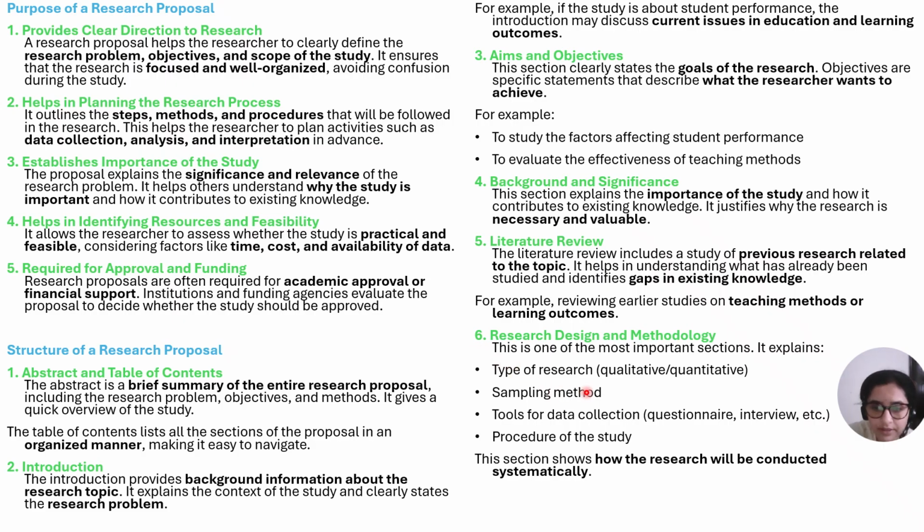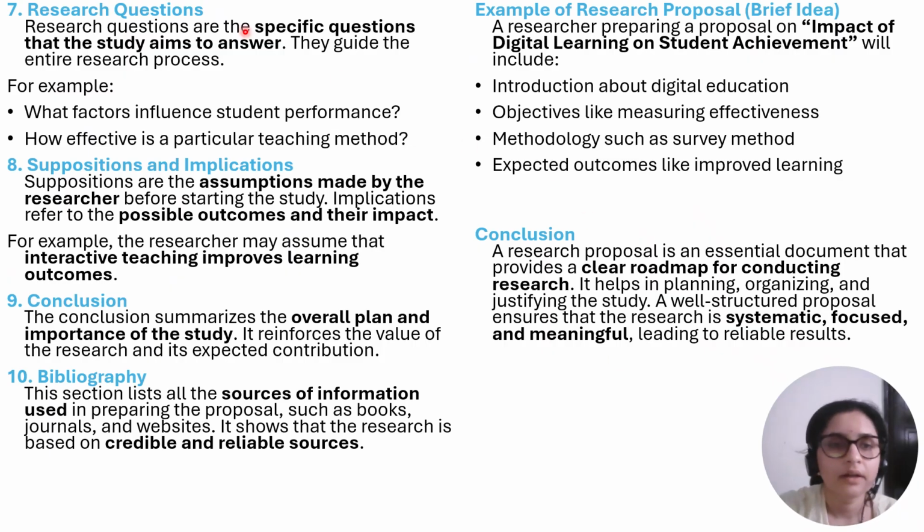Then it should have a research design and methodology. How the researcher is going to proceed with the research. And then it should have research questions, then suppositions and implications. That is, what are the assumptions made by the researcher? And you should have a conclusion and bibliography. Conclusion is an overall plan and summary, and bibliography is from where he has got the information. He should give credit to various research publications he has gone through and various authors. And this is a small example of a research proposal.